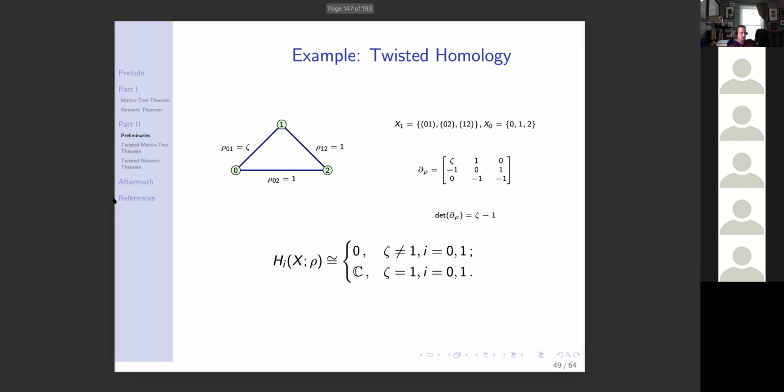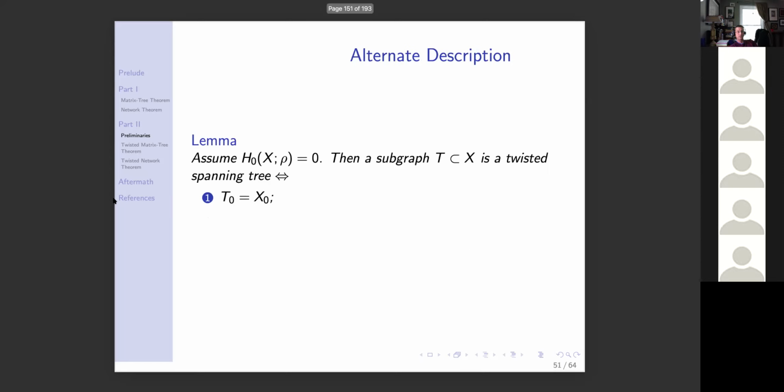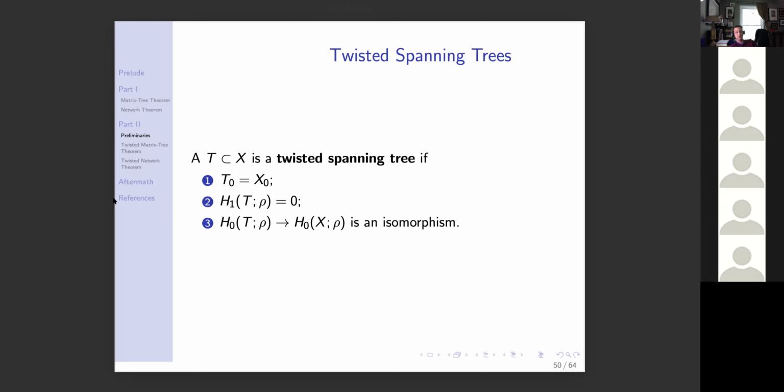Okay, so let's talk about twisted spanning trees. A twisted spanning tree is defined just like a spanning tree. So it's a subgraph which contains all the vertices, but now H1 with twisted coefficients, with coefficients in the line bundle, is 0. That means the kernel of that twisted boundary operator is 0. And lastly, on H0, you get an isomorphism in twisted coefficients. So that's what a twisted spanning tree is.